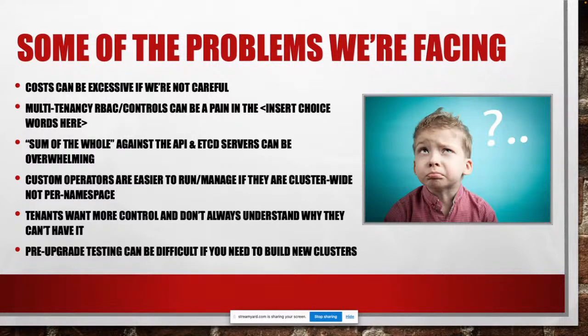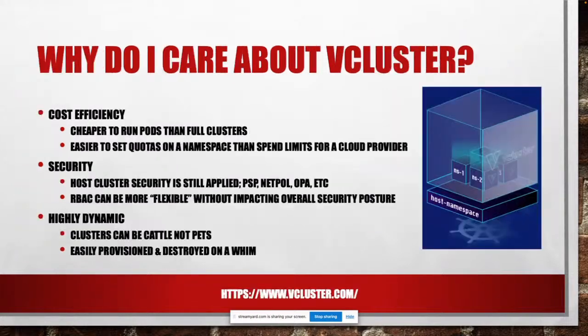The sum of all the API calls can really hurt our API servers and etcd servers much more than individual calls. So one tenant may not be doing that much, two tenants may not be doing that much on their own, but you take a dozen tenants, three dozen tenants, and so on, and all of a sudden the sum of all of that makes a big deal. Custom operators are a really big deal to us. Tenants want to run what they want to run, but that's a pain to manage on a namespace basis versus cluster-wide. And everybody wants more control over their systems, and it's really hard to give that in a multi-tenant environment.